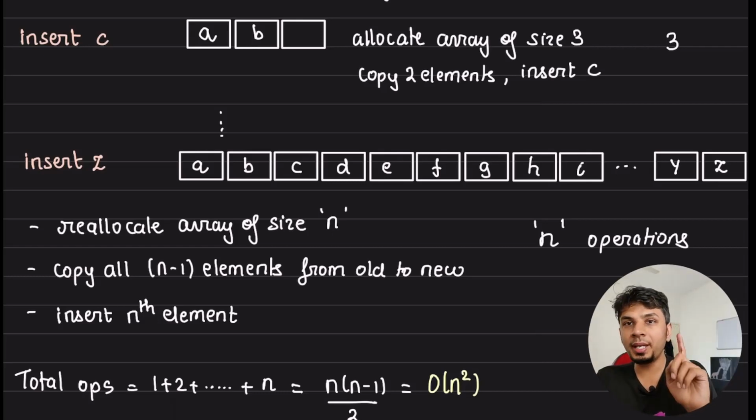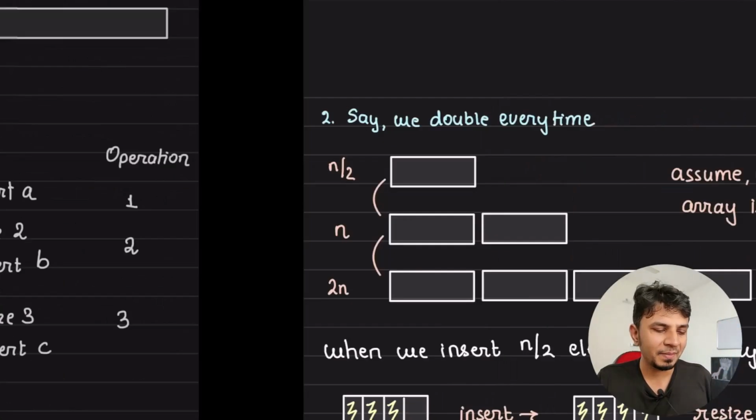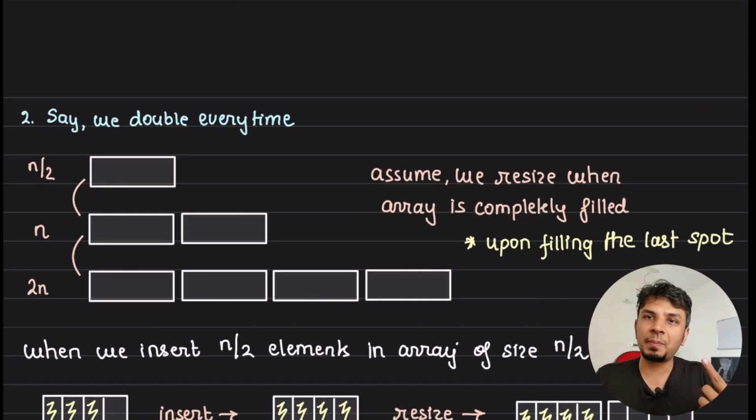So if I'm being very aggressive on the resize, where I'm saying that I'll just allocate the bare minimum space that I would need, my overall time complexity of inserting n keys into the hash table would be order of n square. Very expensive, right? So let's see what happens when we double every time.